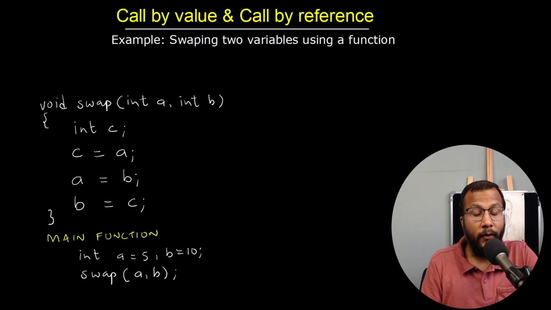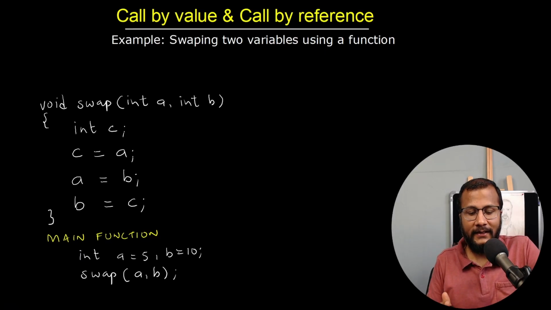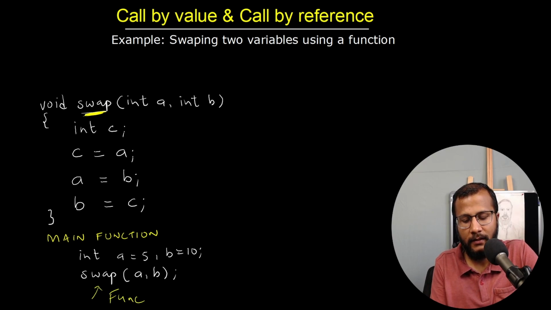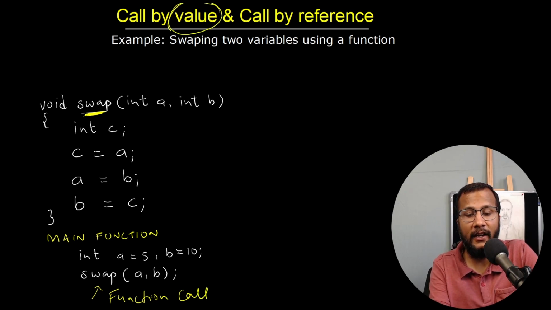Now to understand why it could not swap, I've taken the same program here. In the main function we did this. We have created the swap function here, which performs the swapping. And in the main function I have called this swap function. This is called a function call. I'm calling this function, but I'm passing the values. So this is called call by value.